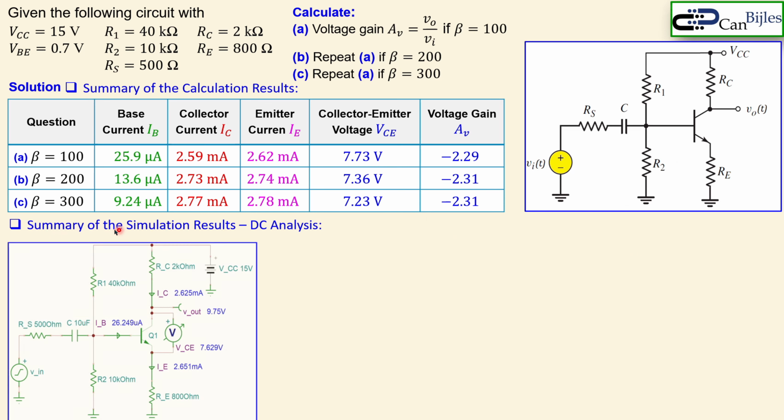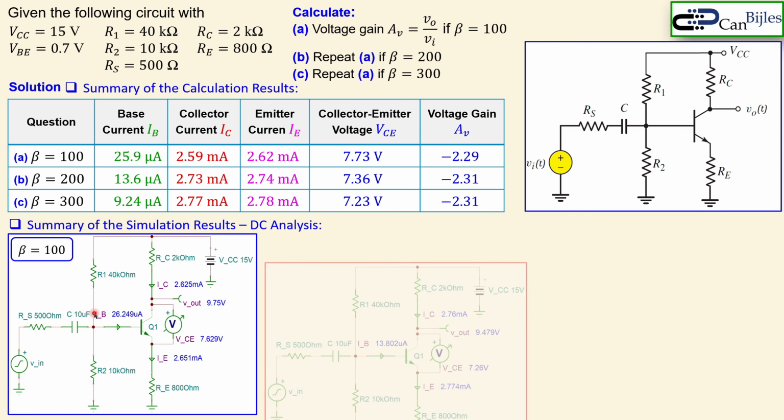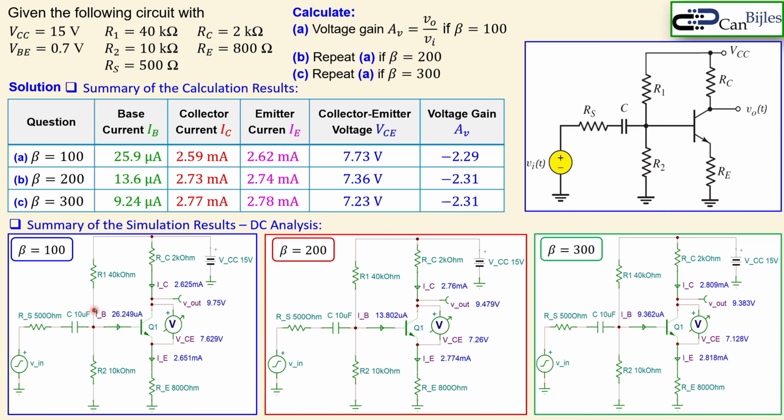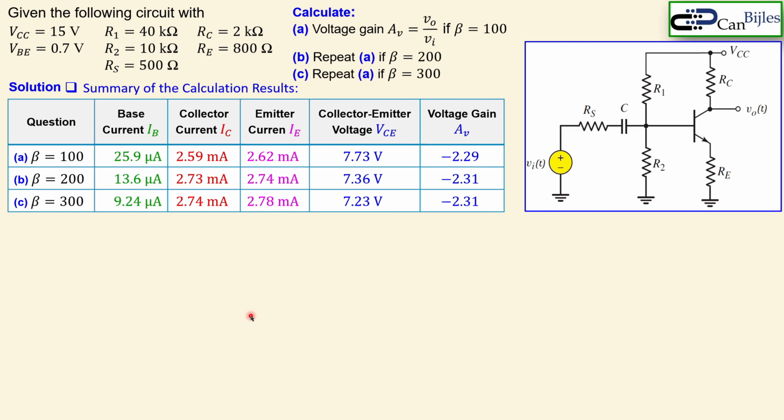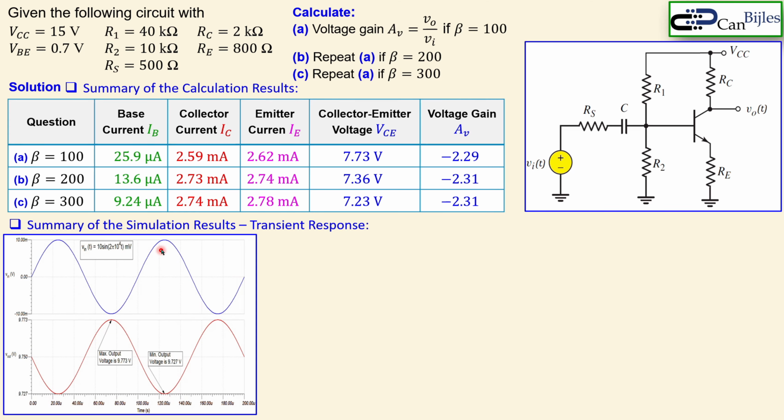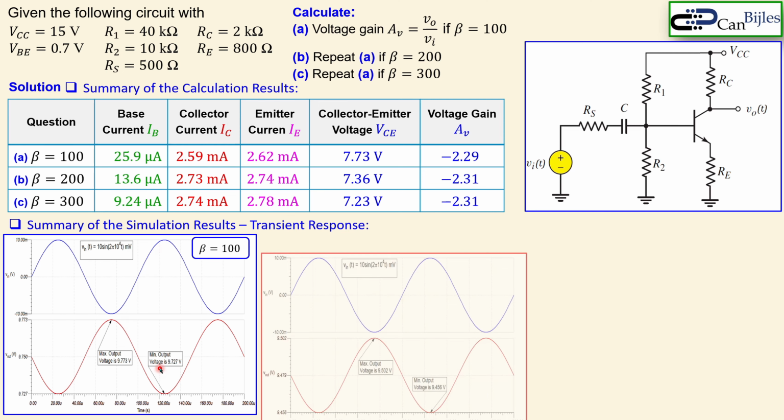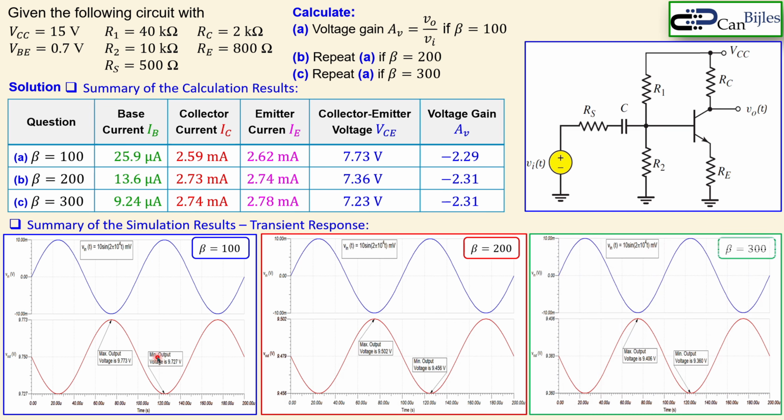Now, the summary of the simulation results is actually shown here. First, the DC analysis. For the beta is 100, this for the beta is 200, and this for the beta is 300. You can see how the current is going here. The base current IB is actually decreasing, but the collector current is almost the same, and also for the emitter and for the collector emitter voltage. Now, looking also at the simulation result for the transient response, you see the input voltage is always the same, the blue one, but the red one has a peak value which is always 46 millivolts. So you can see the gain is in each case minus 2.3 as a value.